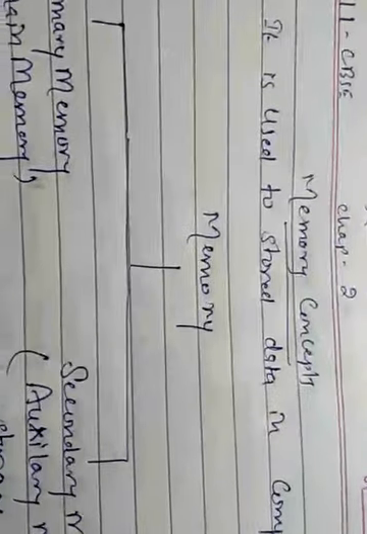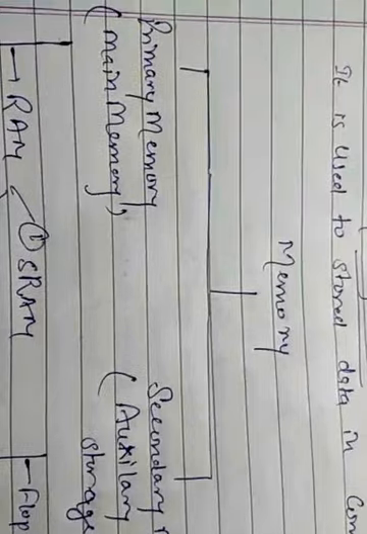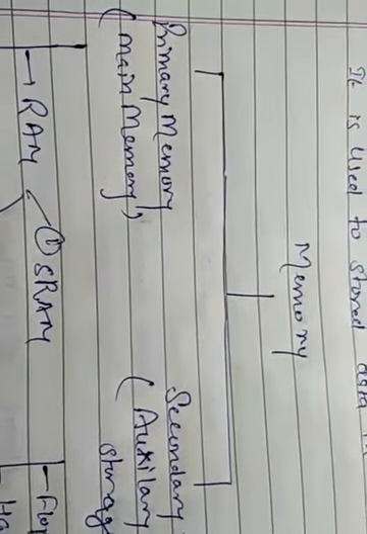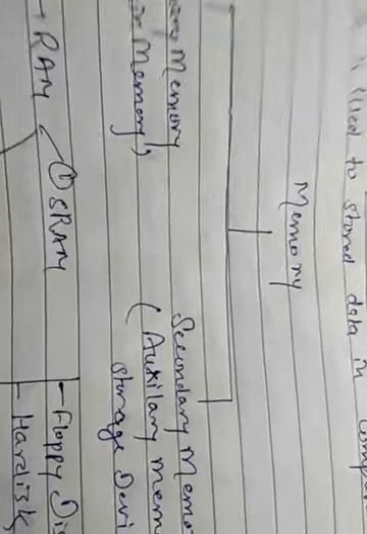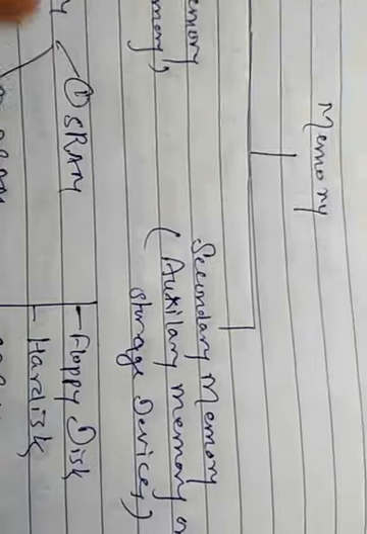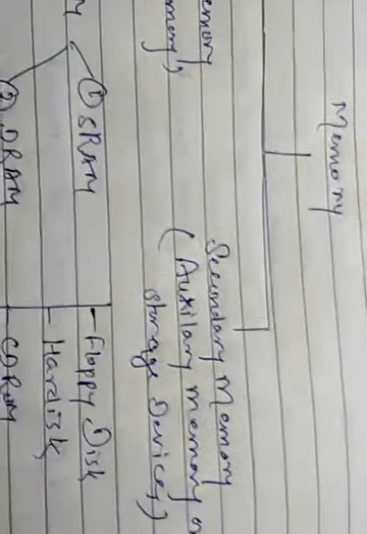So what do you understand by memory? Memory is used to store data in a computer, and the category of memory is mainly two types. First one is primary memory. This is also called main memory, which is used by the computer. And the second category of memory is secondary memory. This is also called auxiliary memory and storage devices.